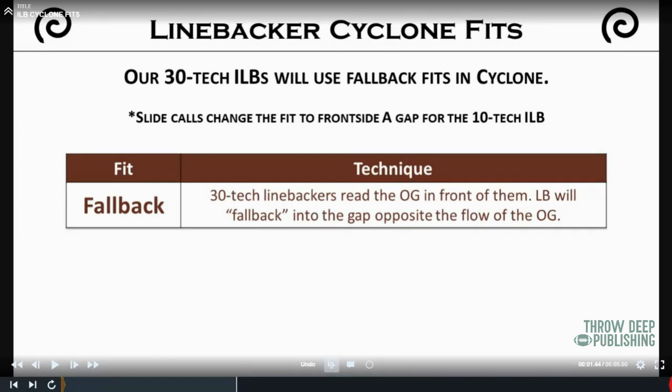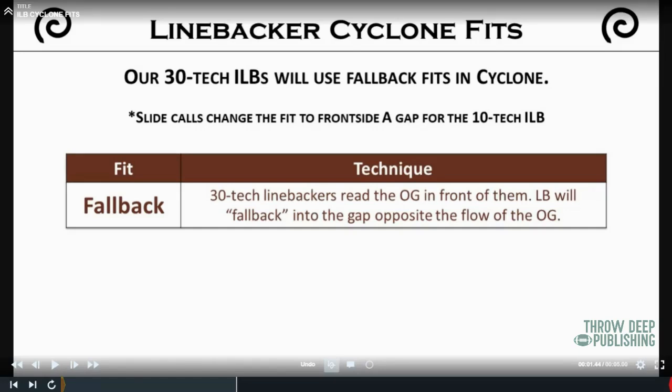Okay, so a slide call, before I go to the next slide here, our slide calls will change that fit. So when we slide our linebackers and our Will walks out of the box and our Sam lines up in a 10 technique, our Sam backer is now going to be the front side A gap player. Okay, so he'll line that 10 opposite the tailback. That flow comes to him. He's got to make sure he stays over the top of that center.